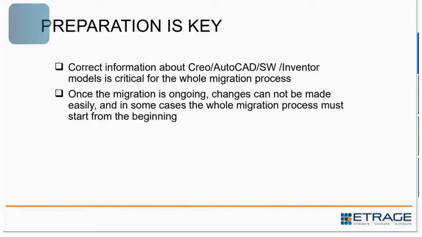Preparation is a key, as we stated here a couple of times. So the most important phase of the migration process is preparation. And if we collect all relevant information properly and do not miss any important data like dependencies or instances, if we talk about Creo models, then the migration process in most cases will go without any additional issues. So correct information about Creo or AutoCAD, SolidWorks or Inventor models is critical for the whole migration process. Once the migration is started, changes cannot be made easily, and in some cases the whole migration process must start from the beginning. Because of that, we are pointing to this preparation.